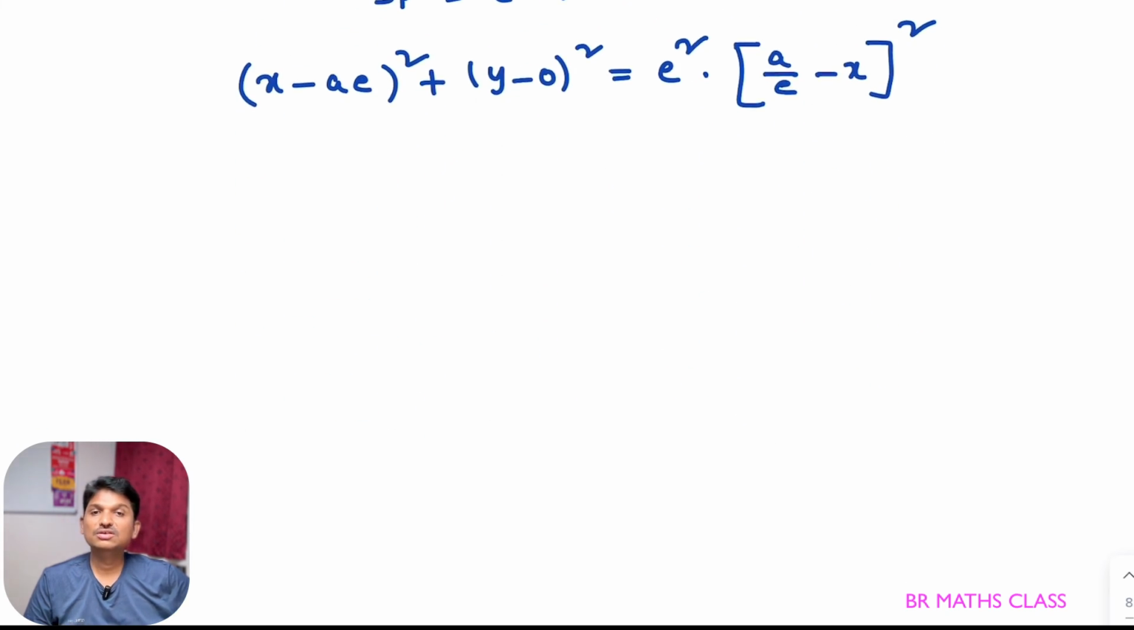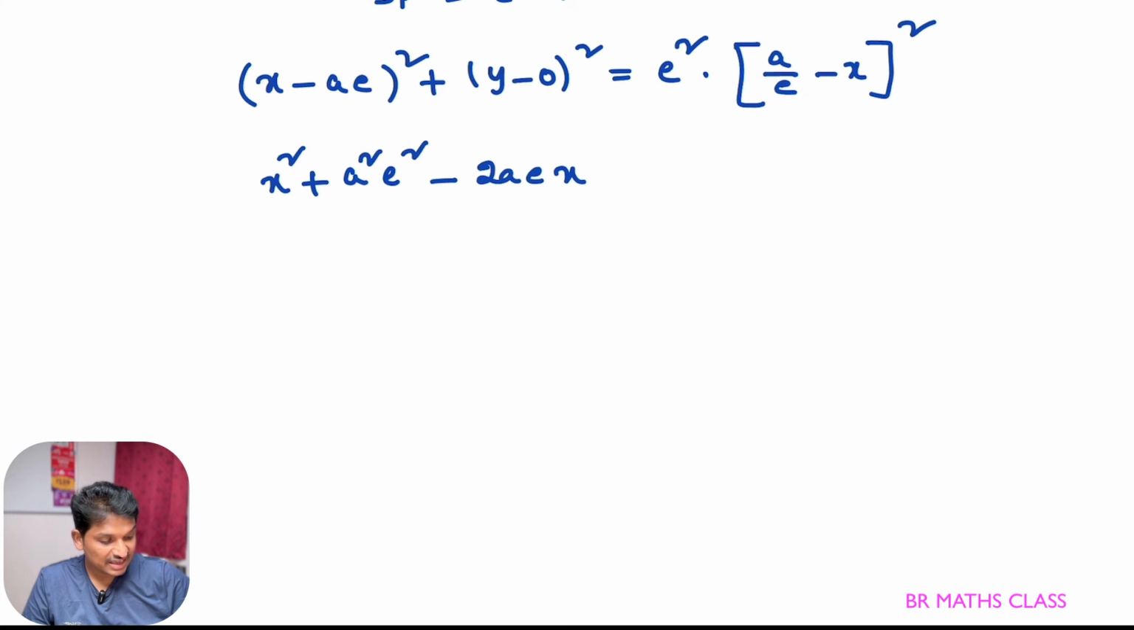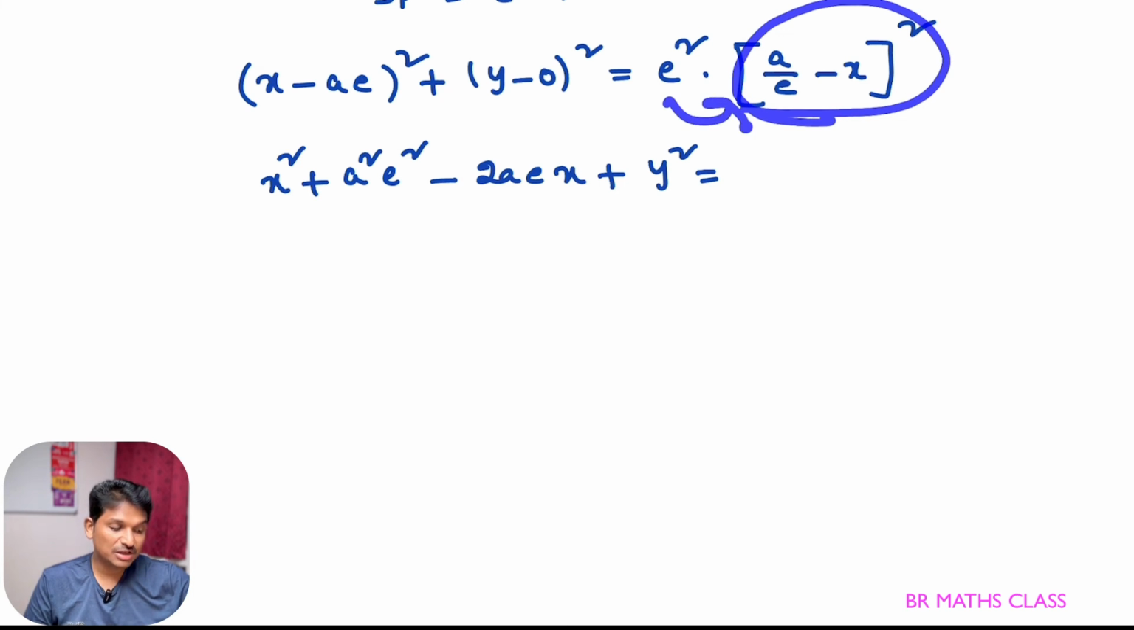Now you simplify this. X square plus A square E square minus 2aEx plus y square equals, here what I'll do, you expand this and multiply with E square.